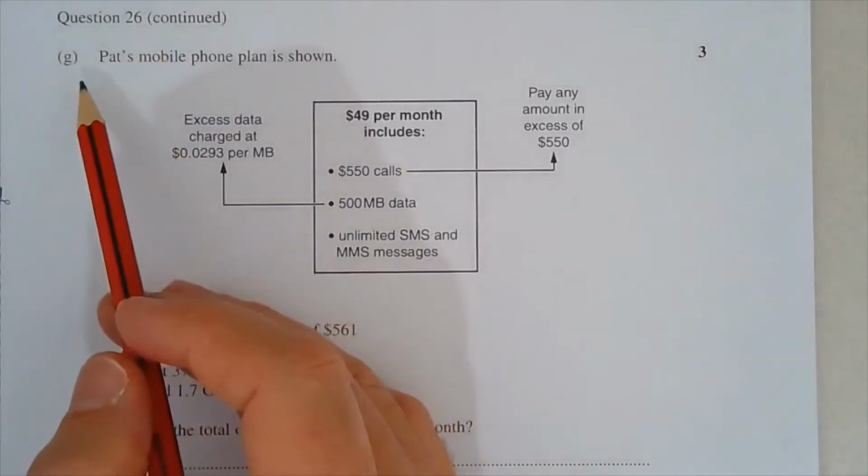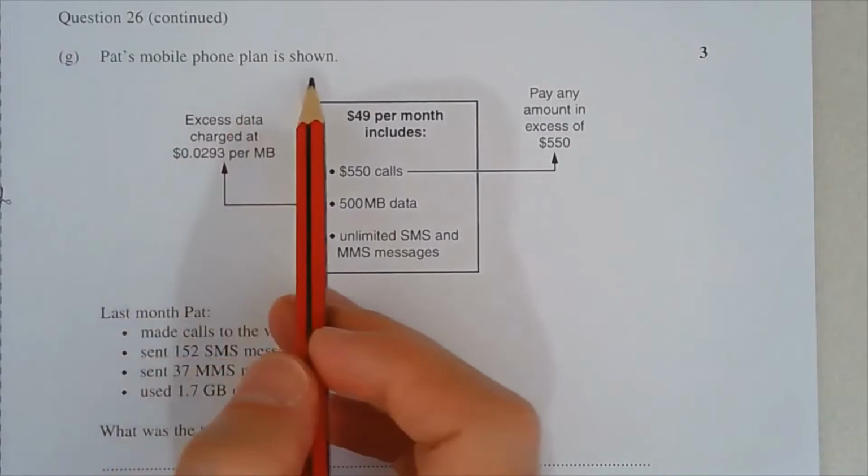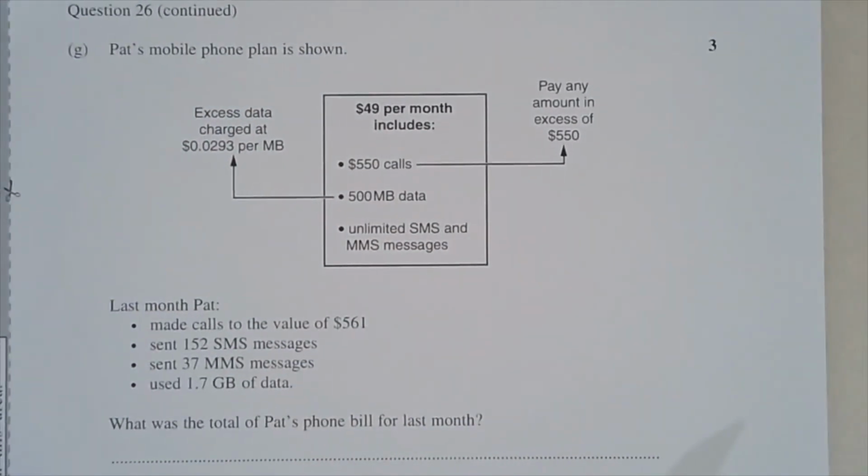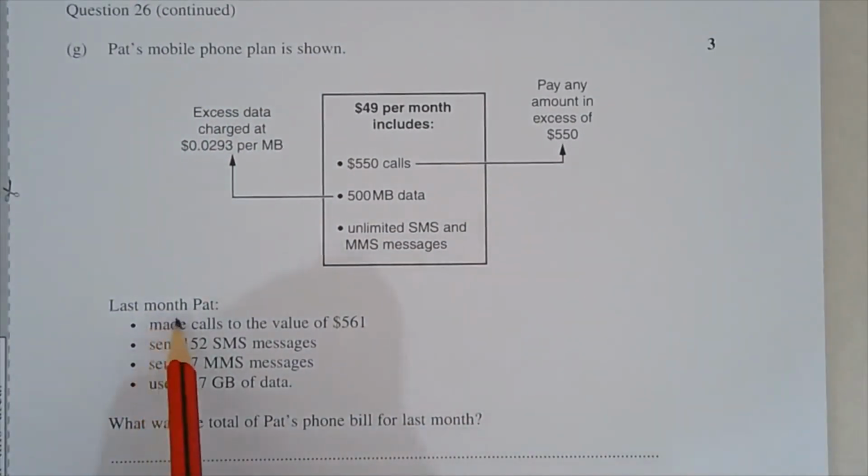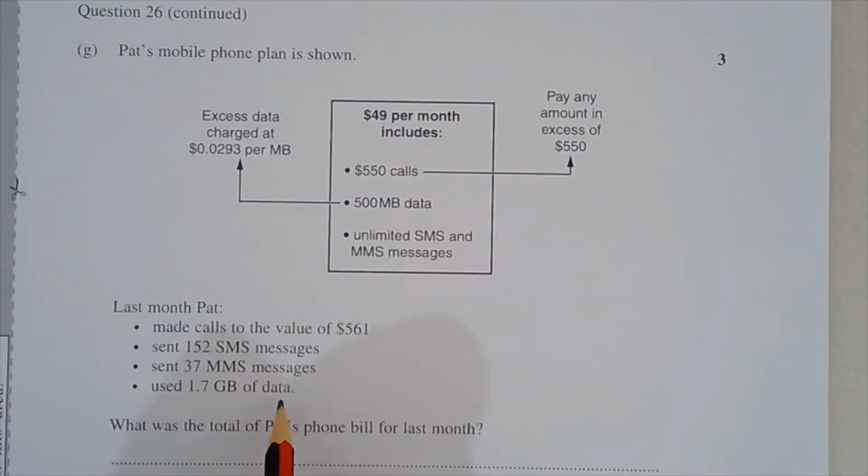Question 26G. Pat's mobile phone plan is shown. Last month, Pat made calls to the value of $561, sent 152 SMS messages, sent 37 MMS messages, and used 1.7 gigabytes of data. What was the total of Pat's phone bill for last month?